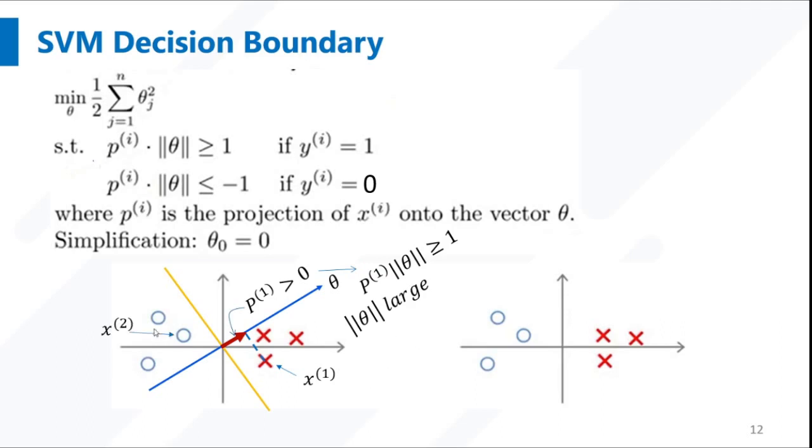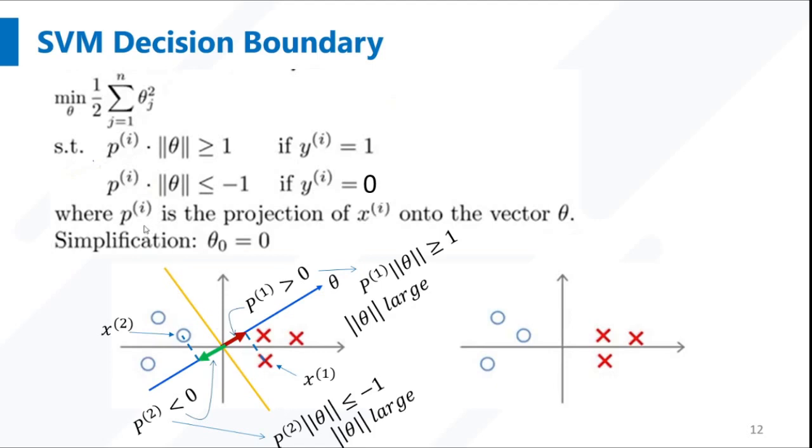Let us see another point, which is x2. x2 is on the negative example side, and if I take the projection from that point onto the theta axis, that will be your p2. You can see this value is negative because it is in the opposite direction of theta. In this case also, p2 multiplied by theta has to be minus 1, and p2 is very small, so theta has to be large as well.